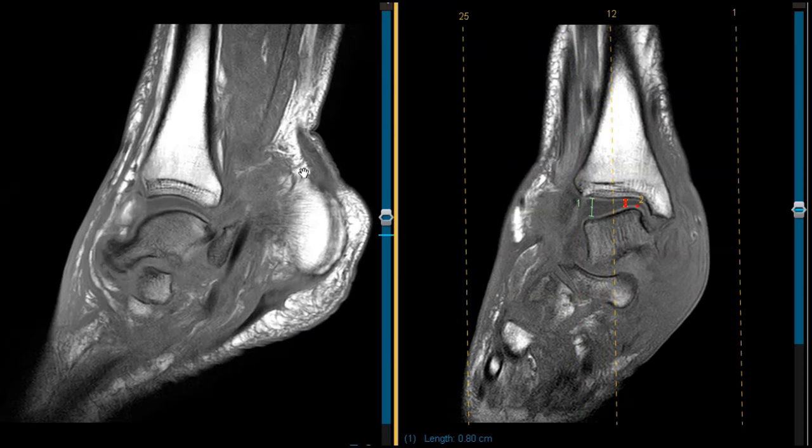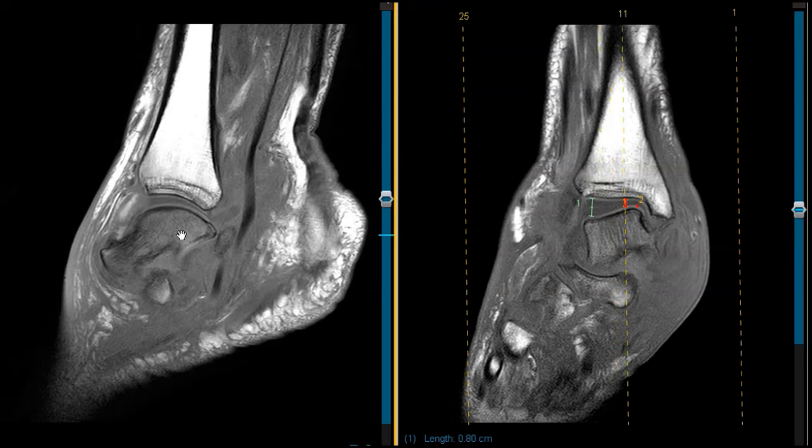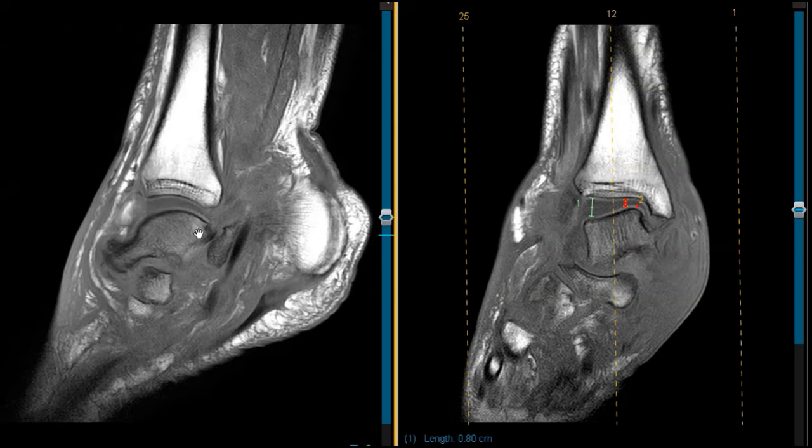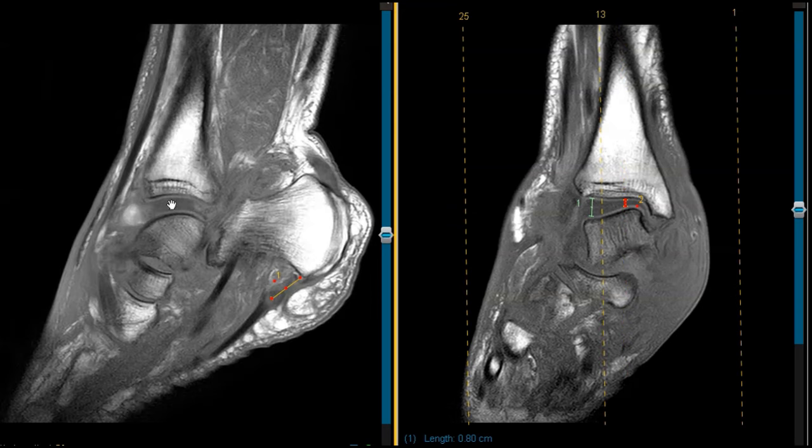So this is a sagittal view. We can see the patient's tibia coming down here to the ankle joint. This is the patient's talus. This round area is the talar dome, and we see that this is too wide, the joint here.